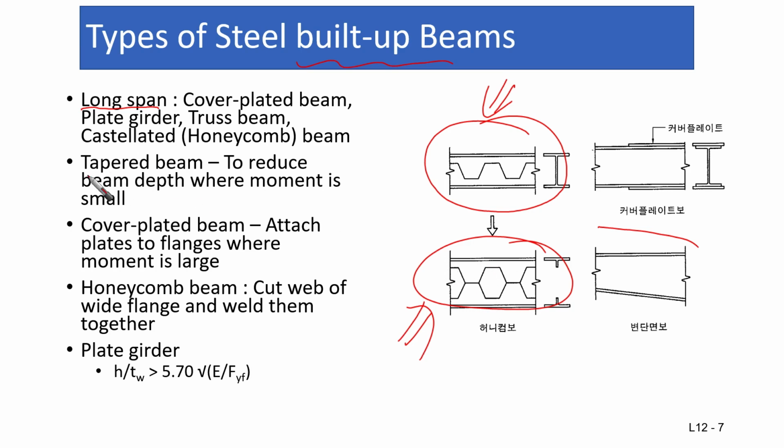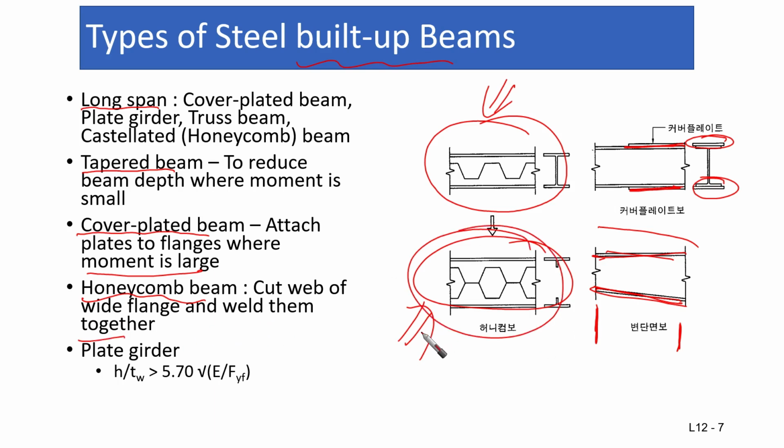We have the tapered beam to reduce beam depth where moment is small. We know that the moment is going to be small at this position, but it's high here, so we are going to have a tapered one. Cover-plated beam: attach plates to flanges where moment is large as well. In some places we can put additional plates in order to have more moment resistance. And the honeycomb beam: cut the web of a wide flange and weld them together. This is to reduce the amount of steel used in general.